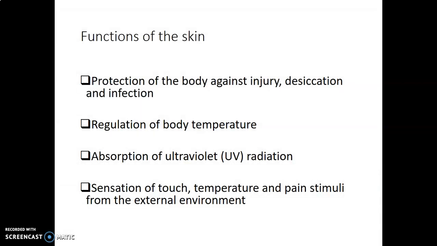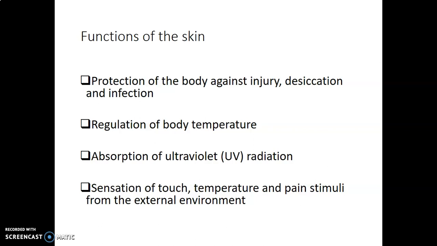What are the functions of the skin? So the main function is protection. It will protect the structures in the body from injury, from desiccation and infection, all this coming from the external part. Then the regulation of body temperature. Remember, we have sweat glands which produce sweat, which if sweat evaporates, it causes cooling. And we also have fat for insulation.